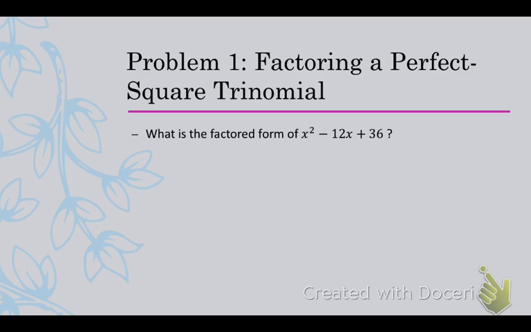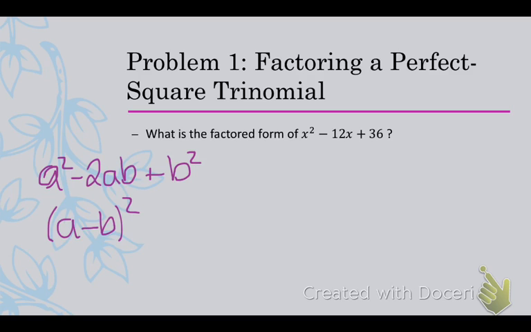First problem, factoring a perfect square trinomial. If we go back to that rule, we know that when we have a squared minus 2ab plus b squared, that turns into a minus b squared. All we have to do is take the square root of a and the square root of b, the square root of the last term, and you will get this.